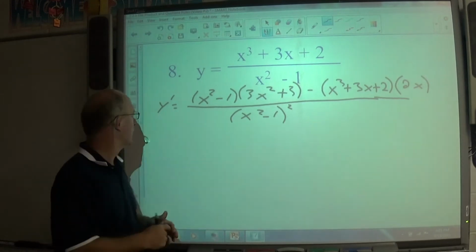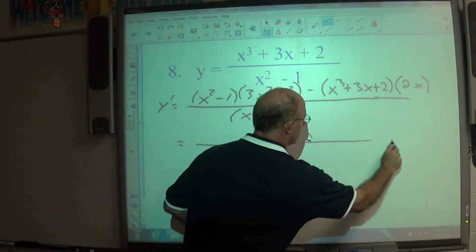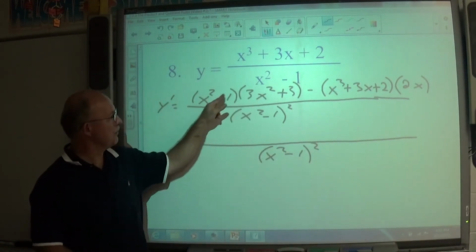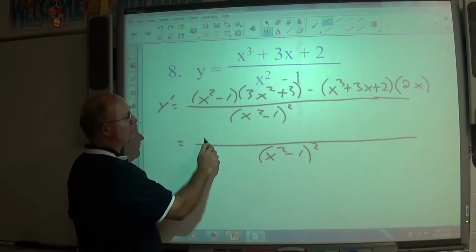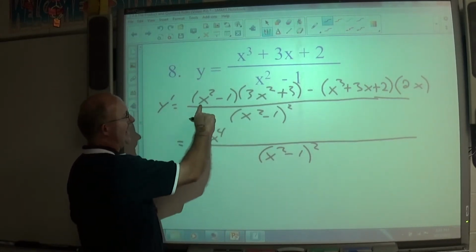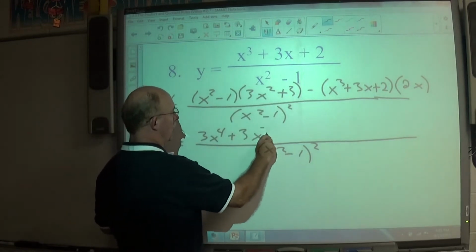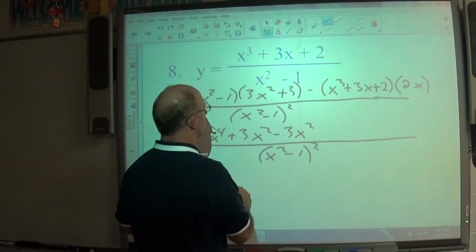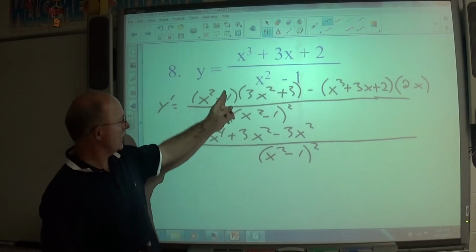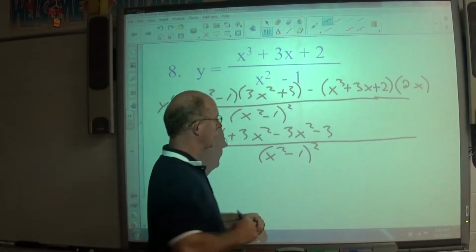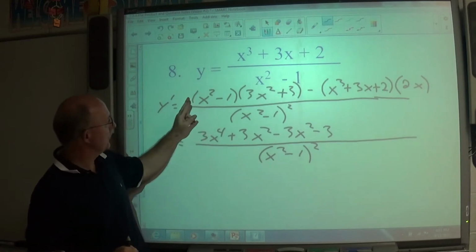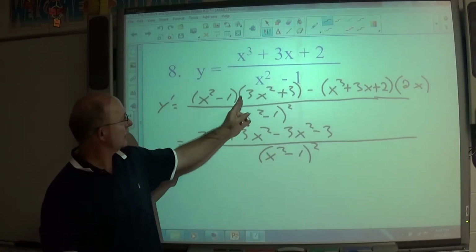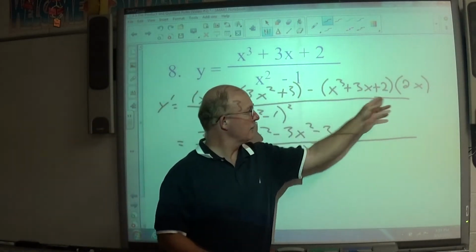Now we get to simplify it. So let's see what we get when we simplify this down. Okay, in our denominator, this is still x squared minus 1 quantity squared. Now you've got to use your full method to multiply the two binomials. X squared times 3x squared gives us 3x to the fourth. X squared times 3 gives us a positive 3x squared. Negative 1 times 3x squared is negative 3x squared. And negative 1 times 3 gives us negative 3. Okay, so that multiplies out with our full method: 3x to the fourth, plus 3x squared, minus 3x squared, and then minus 3.